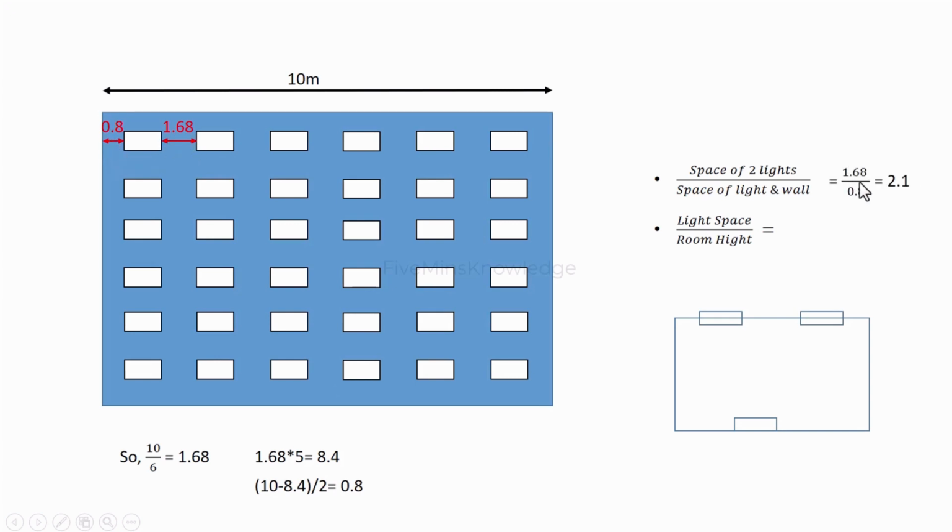So see here, this gap is double this gap. Space between the two lights is double the space between the light and the wall. And the second condition also matches here. This height is 2 meter and this is 1.68, so 1.68 by 2 is equal to 0.8, which is also less than 1. So both the conditions match, so our design is successful.